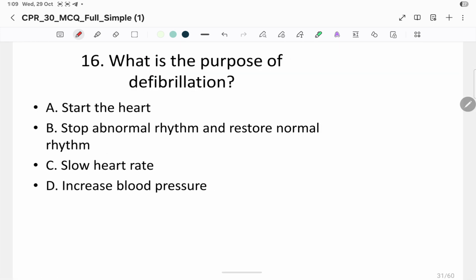Next, what is the purpose of defibrillation? Option A, start the heart rate, B, stop abnormal rhythm and restore normal rhythm, C, slow heart rate, D, increase blood pressure. And the correct answer is option B. The purpose of defibrillation or shock is to stop abnormal heart rhythm and restore the normal heart rhythm. Clear? Next.